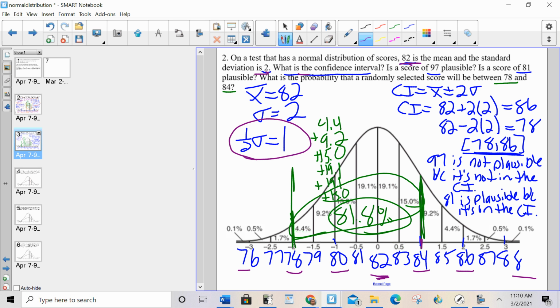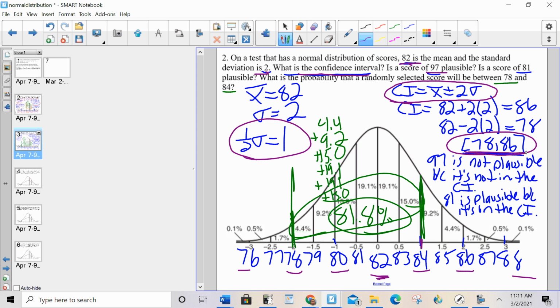It asks for the confidence interval. This is your formula for confidence interval. It's going to come up a lot in this course. It's the mean plus and minus 2 times the standard deviation. So I did that calculation to come up with this. That's the range. That's the middle 95% of the data. It's the range of expected values. It's the range of plausible values. So a score is plausible if it falls inside the confidence interval.